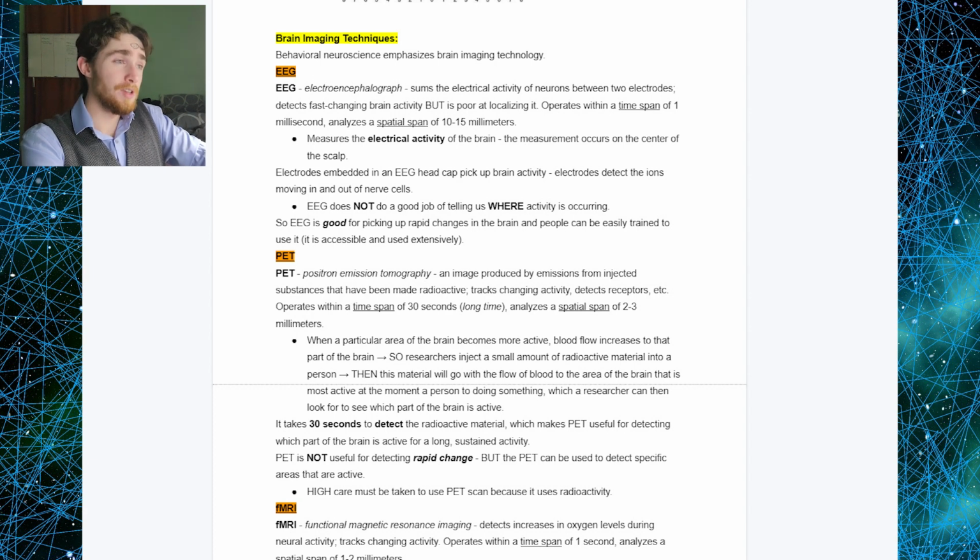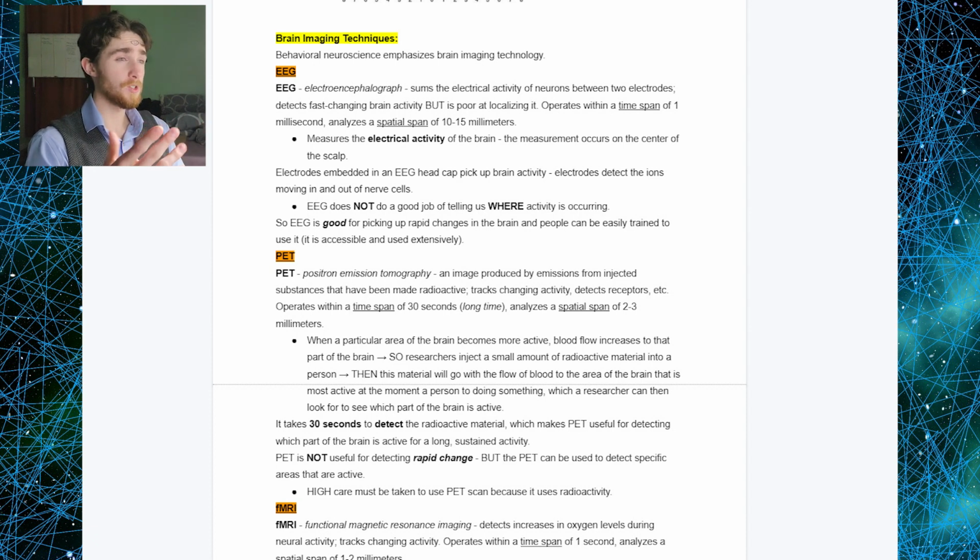The EEG stands for electroencephalograph. It sums the electrical activity of neurons between two electrodes. The EEG detects fast-changing brain activity, but it is very poor at localizing it. The EEG operates within a time span of 1 millisecond, and it analyzes a spatial span of 10 to 15 millimeters. The EEG measures the electrical activity of the brain.